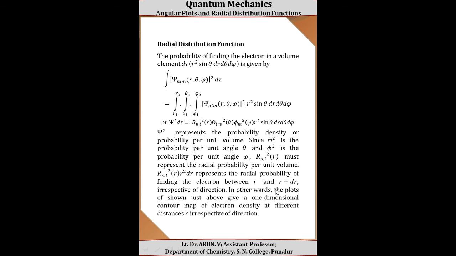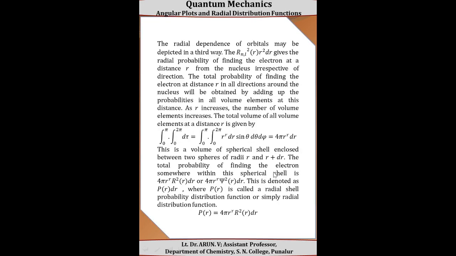That is, the plot of this gives a one-dimensional contour map of electron density at different distances r, irrespective of the direction. That is, the radial dependence of orbitals may be depicted in another way. If we plot R n l square r square dr, that gives the probability of finding an electron at a distance r from the nucleus, irrespective of the direction.